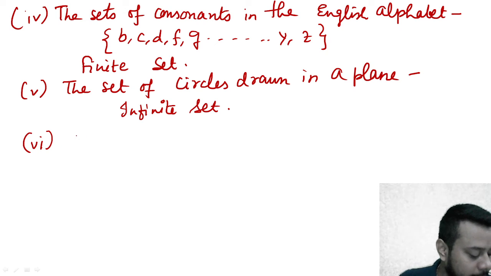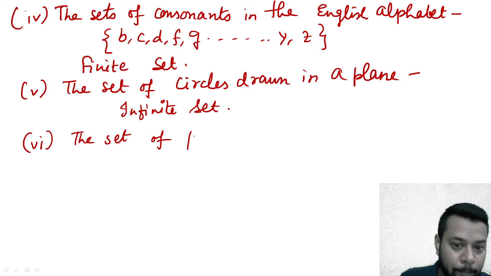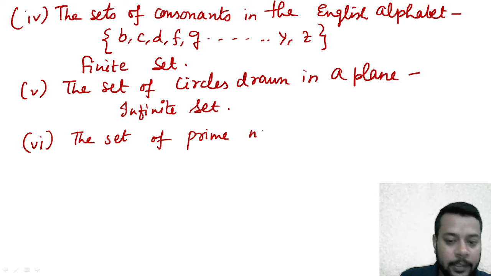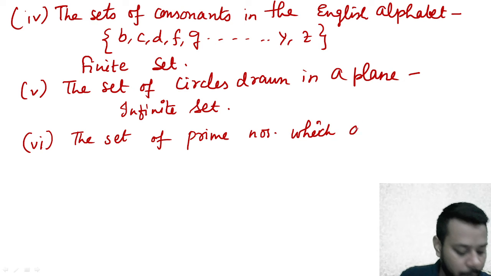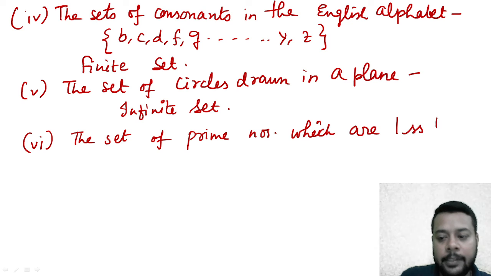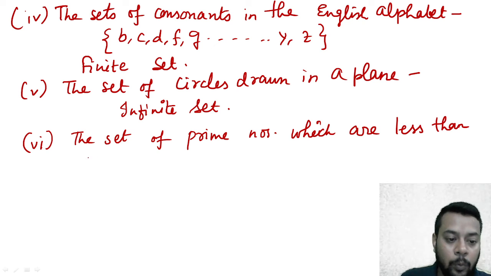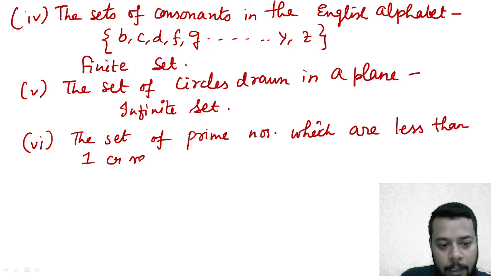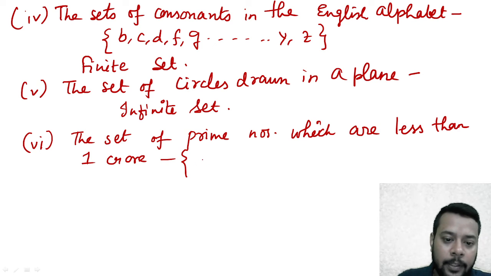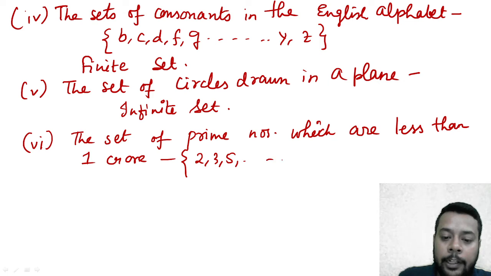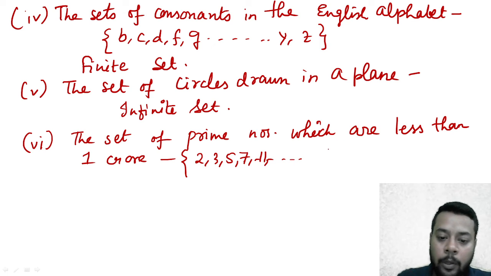Talking about number 6, the set of prime numbers which are less than 1 crore. So what will be the answer of this? It will start from 2, 3, 5, and it will go on, right? 7, 11, and it will go on.